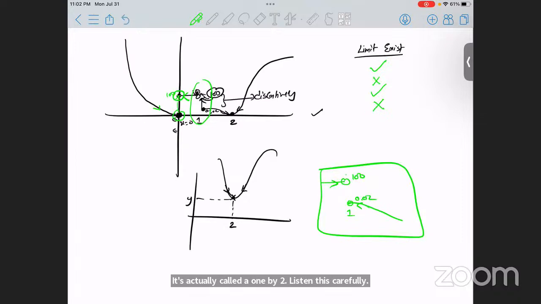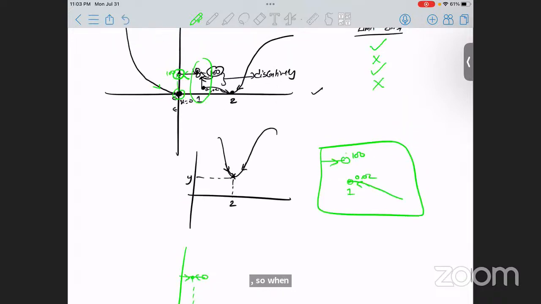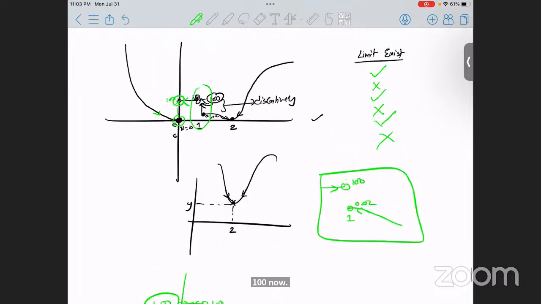Listen carefully. At x equal to 1 by 2, meaning here, when you approach from the left-hand or right-hand side, it is true. Are you getting this? And the last one, which is 0, is wrong. It is 100, y equal to 100. So the last one is wrong. Clear?